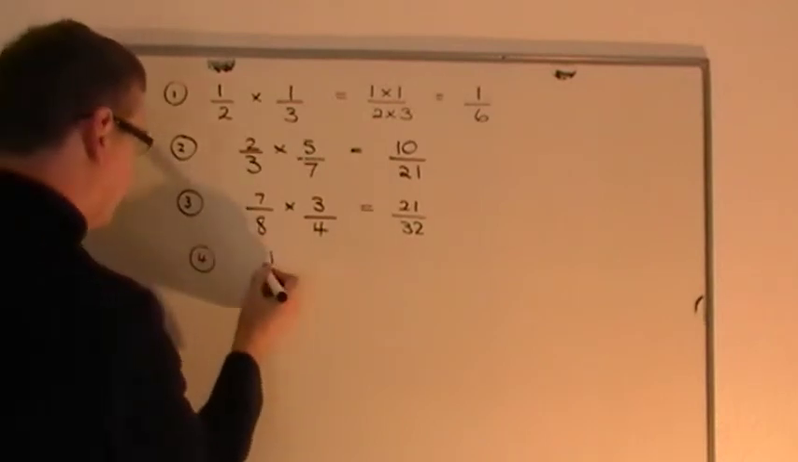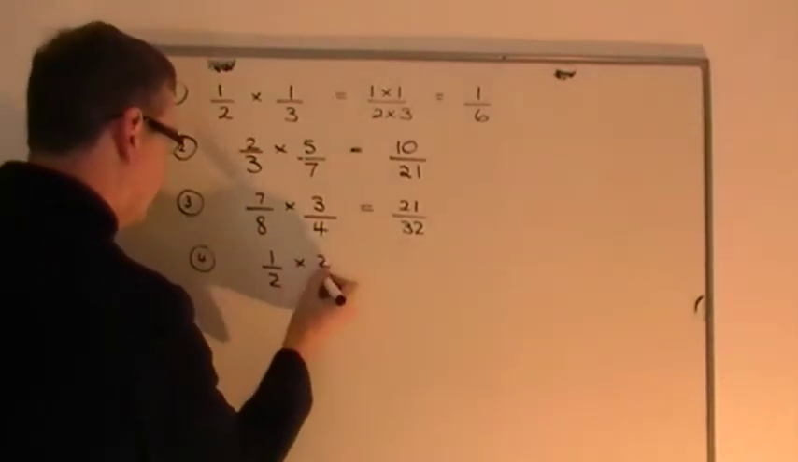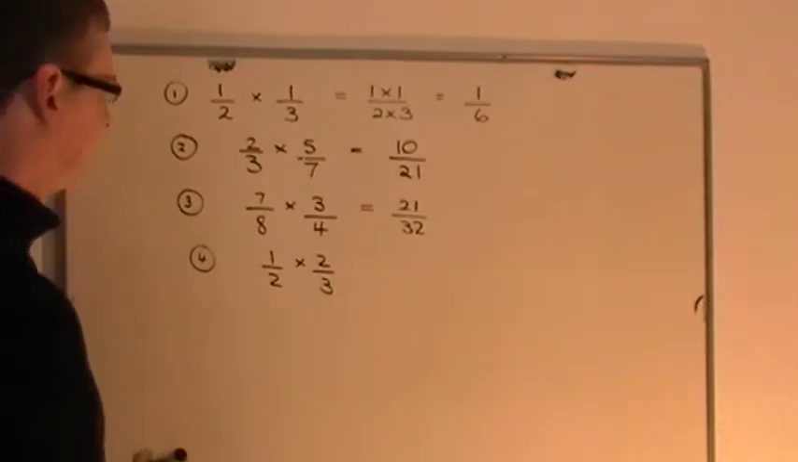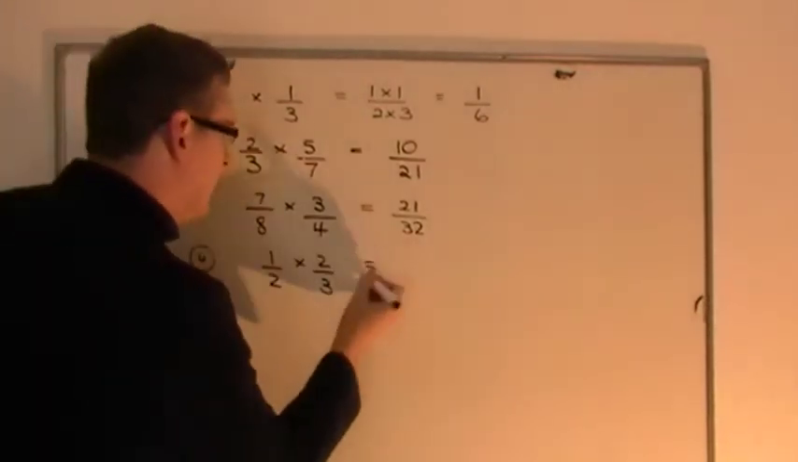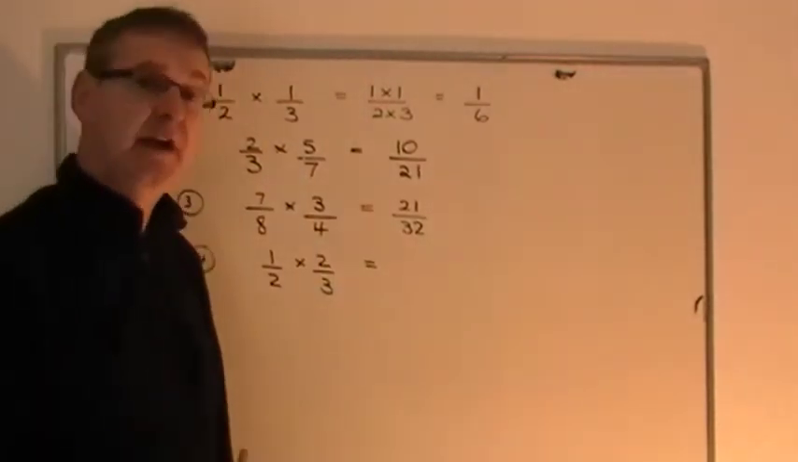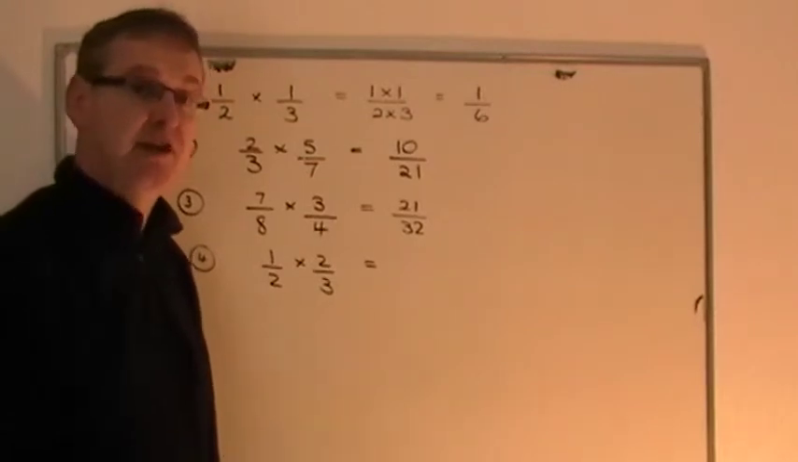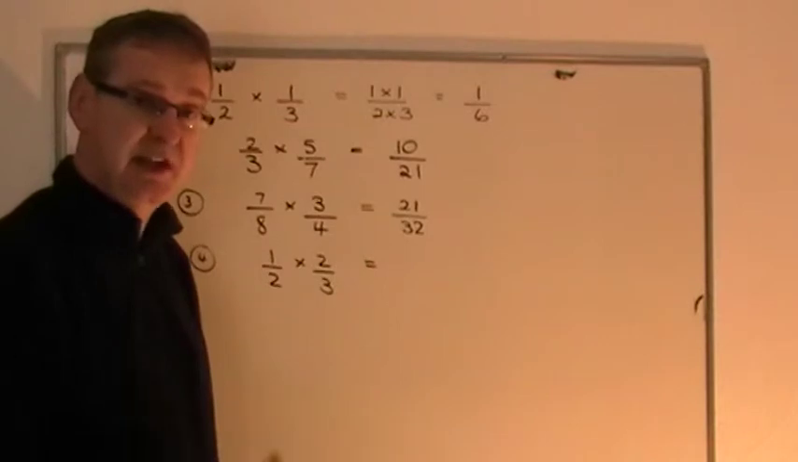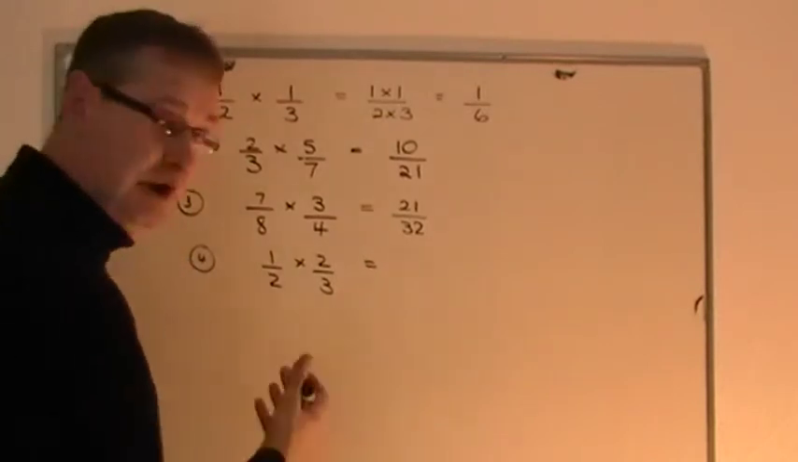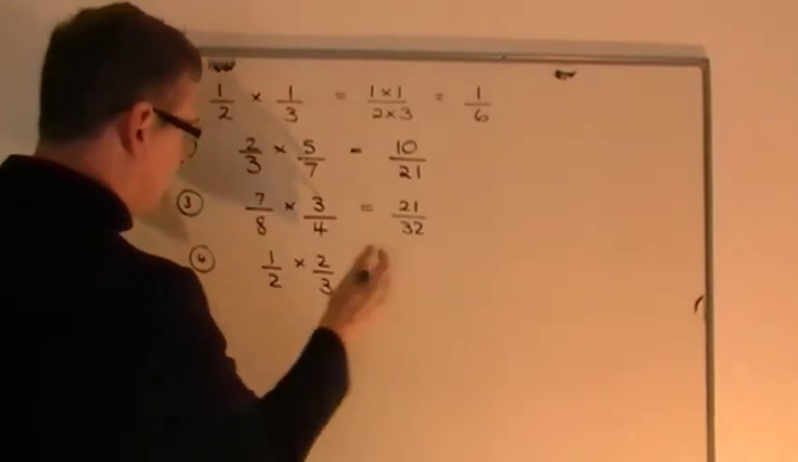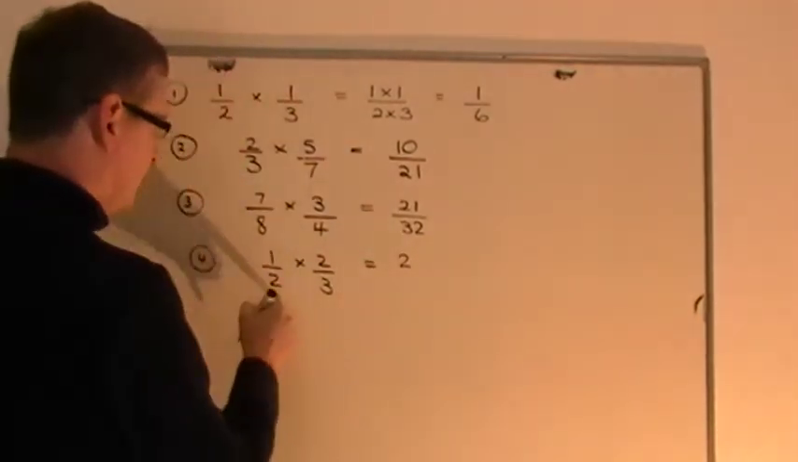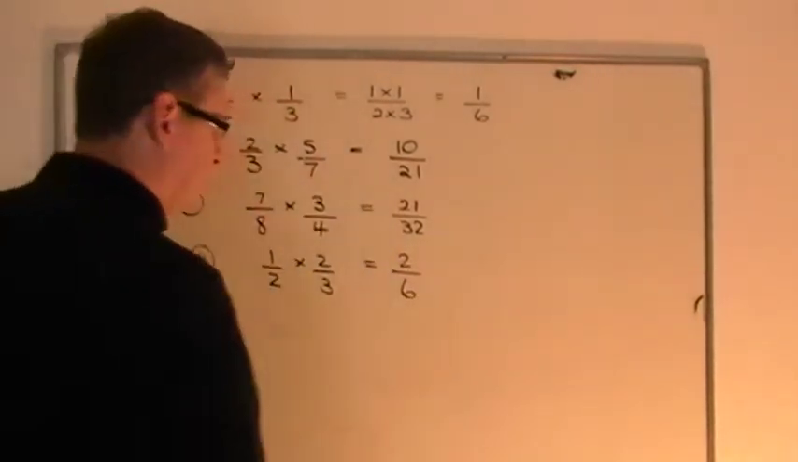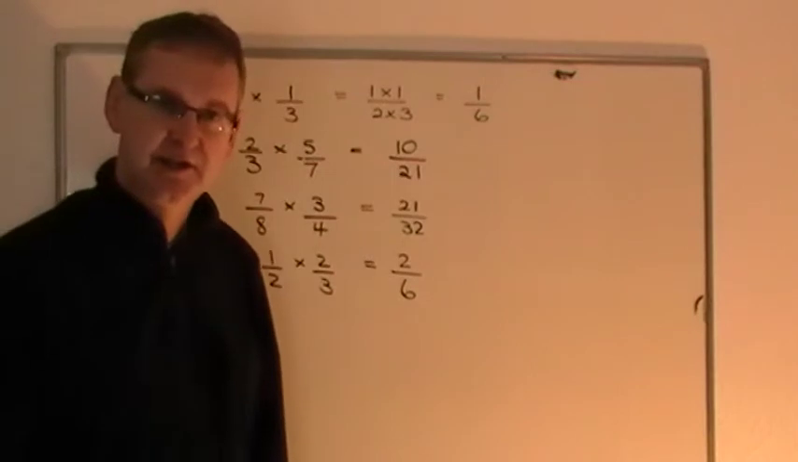Okay, what happens when we come on to a question like this then? Sometimes you might get something like 1/2 times 2/3. Now, if you were going to do that, there's 2 ways you could get to the answer, and both ways for this particular question are quite straightforward. So it's take your pick. You could do this. 1 times 2 is 2. 2 times 3 is 6. So you get the answer 2/6.